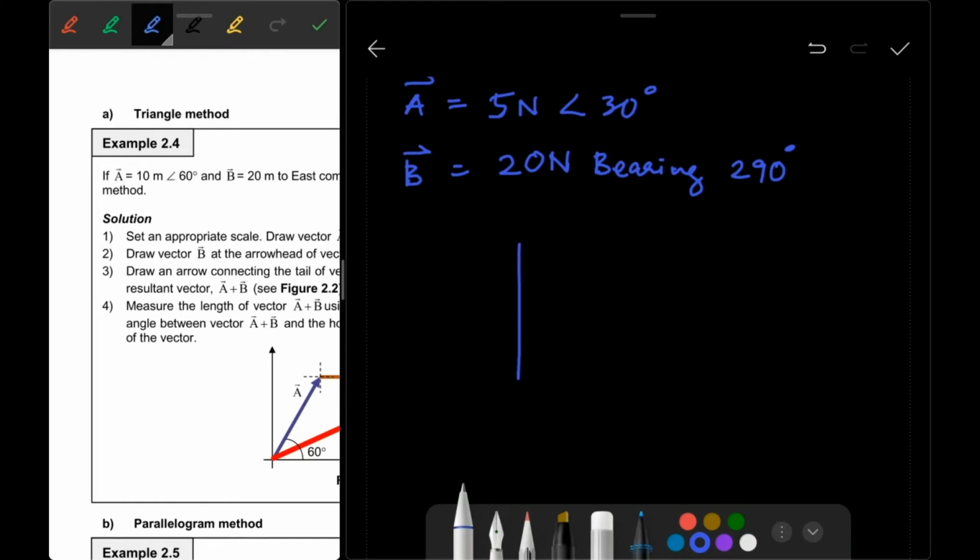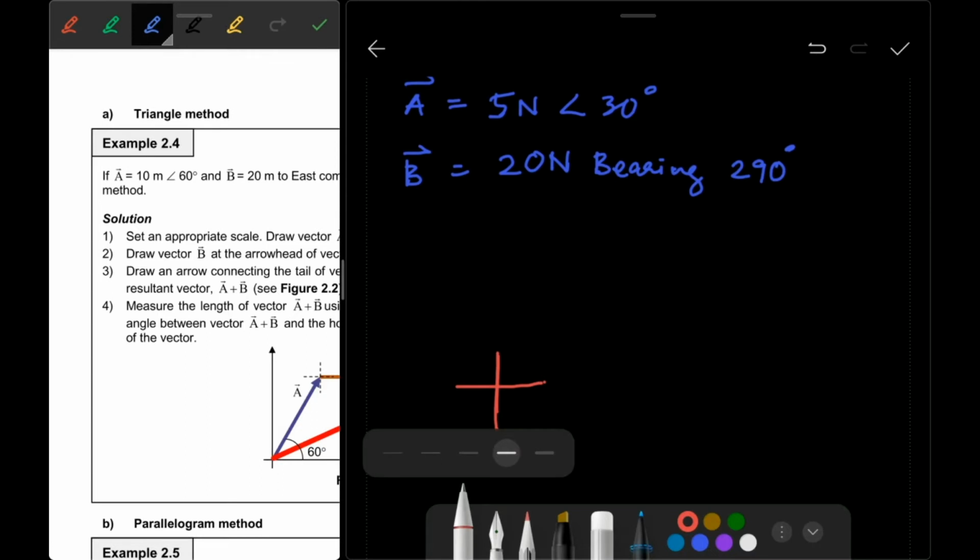The first step is to draw the axes, x and y. Just draw a small axis. This is the y axis and this is the x axis. Now we draw vector A first: 5 Newton with an angle of 30 degrees. You have to know the position of vector A. In this example, vector A is in the first quadrant.